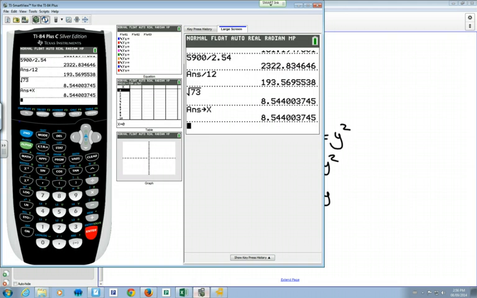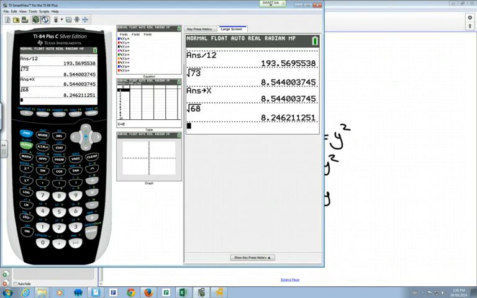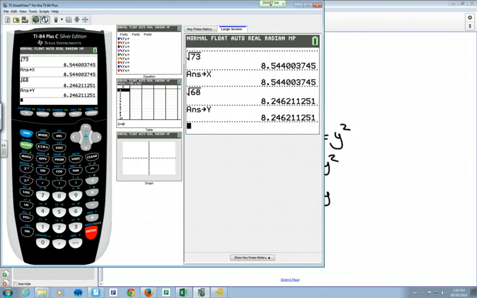I'll go back to my calculator. I'll go square root of 68, push enter. And this one I'm going to store as y, so it remembers the 8.2 and all the decimal places for later. So it's nice that you have those values stored in to your calculator.